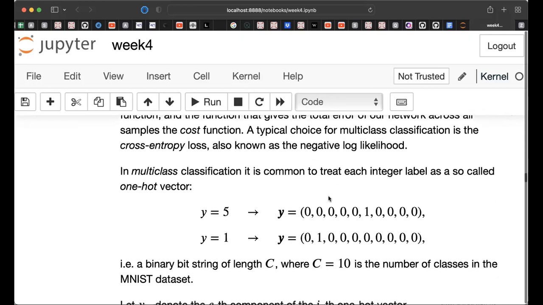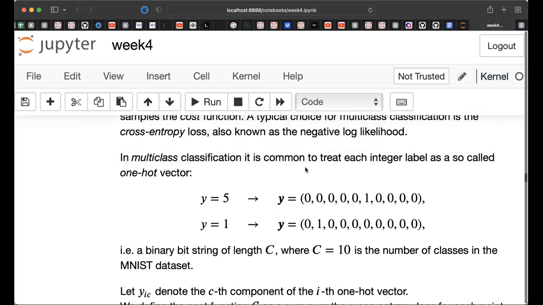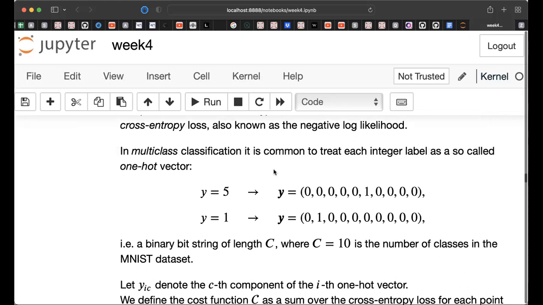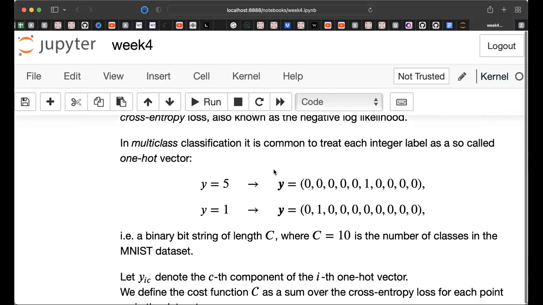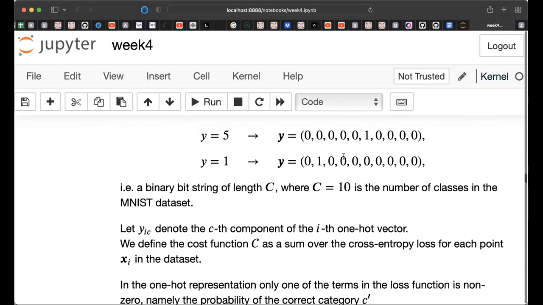We need to decide on how we want to treat the targets, how they should be encoded. And the typical thing you would do when you have a multi-class problem is that you would treat each integer as a bit string. And in this specific case, you would just need 10 bits to classify the 10 integers, which represent handwritten numbers.